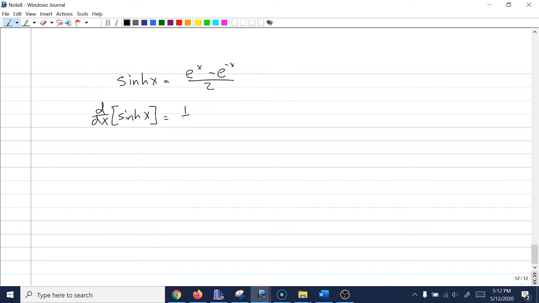Well, this is 1/2 of the over 2 is a constant out front. I can leave that out front. Derivative of e to the x is e to the x, minus derivative of e to the negative x is e to the negative x times negative 1. That makes this a plus. Hey, that's cosh. What was cosh? Cosh was 1/2 e to the x plus e to the negative x.